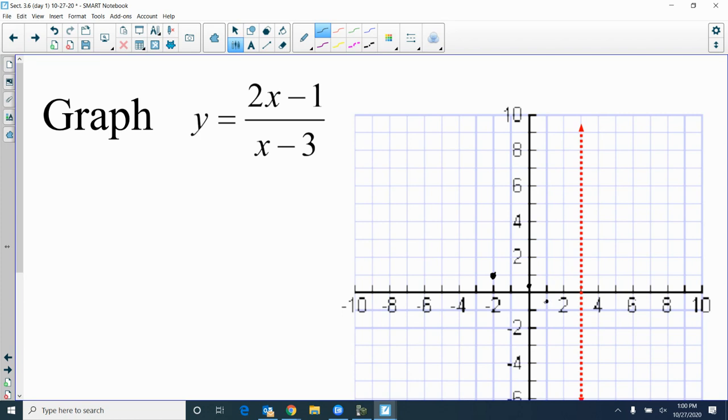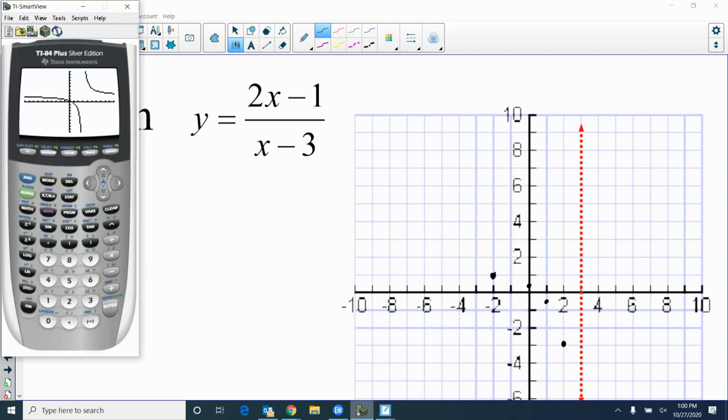Negative 1/2. And then how about 2? Negative 3. All right, what's happening way out to the left? As it goes to negative 4, negative 6, negative 8, and then to negative 10, where is it going?